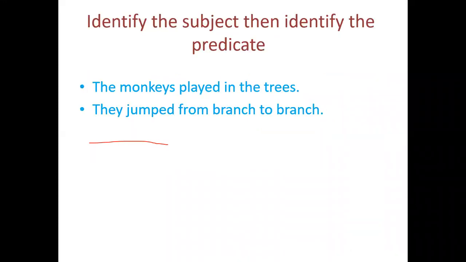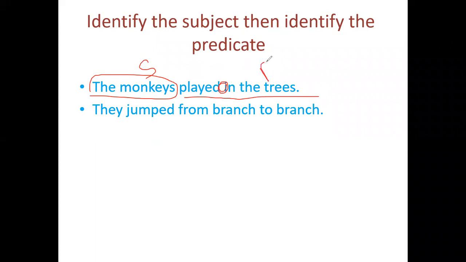Now again, the last questions here. Identify the subject, then identify the predicate. Let me erase here. The monkeys played in the trees. The monkeys is the subject because the sentence is about the monkeys. Played in the trees. I think it should be on the trees. Played on the trees, or it can be in the trees, but I think on the trees is better because they cannot get inside the trees. Okay, played on the trees is the predicate.